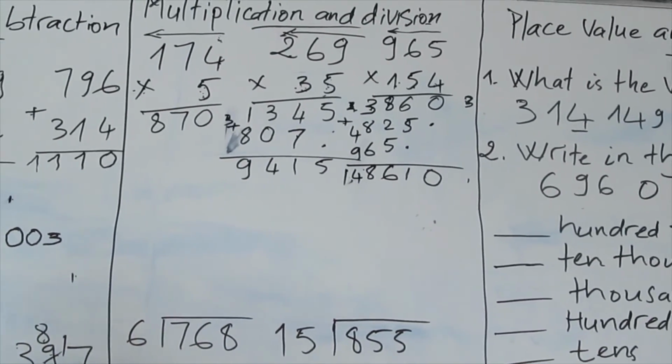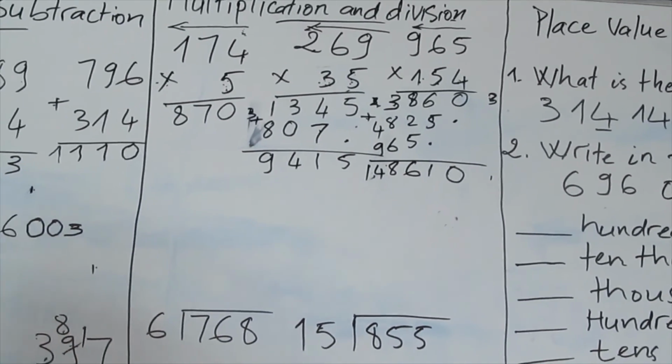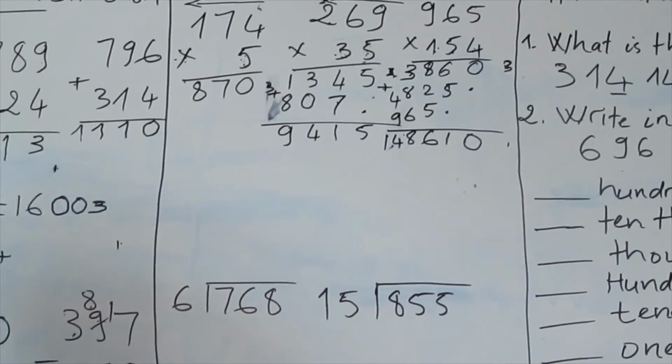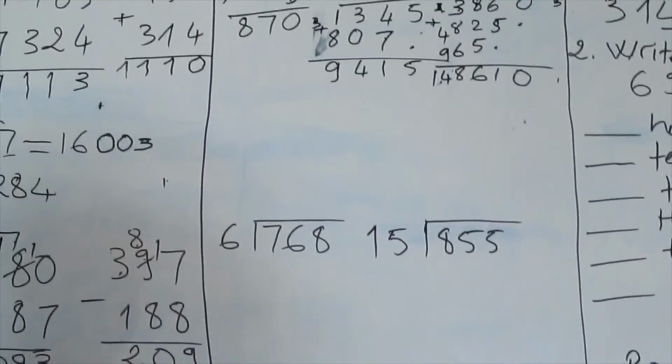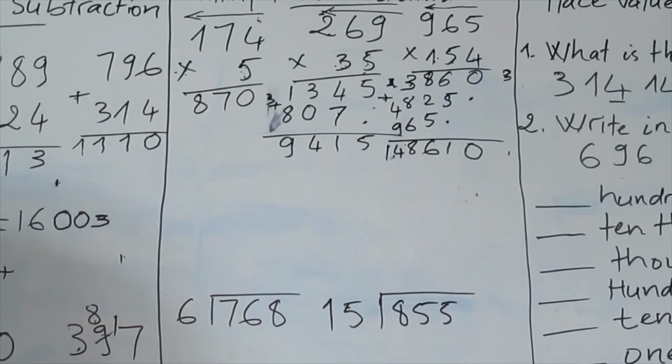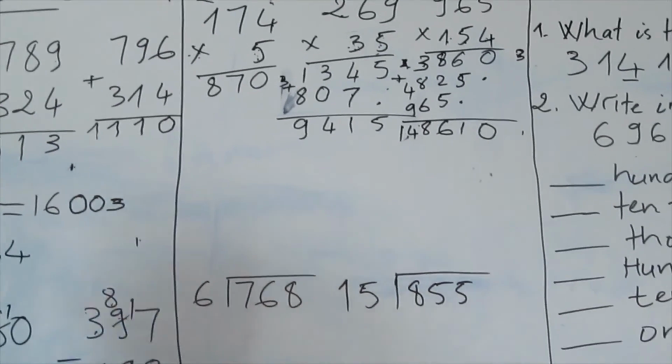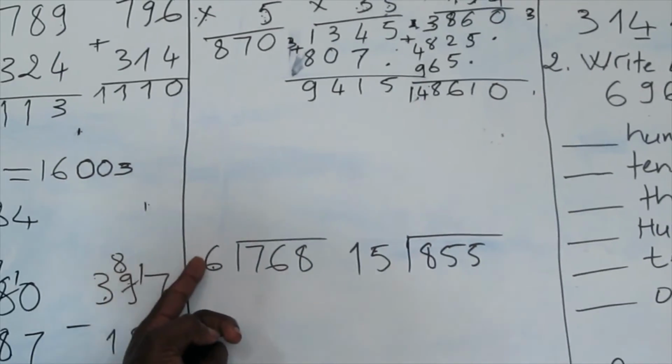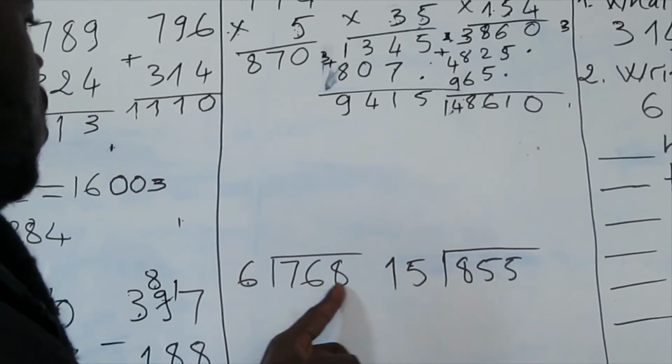Thank you so much. Now with our division, to use the division is also easy and simple as long as you can respect the rule and how the digits are separate. So now here we have one digit here, 6 divided by 768.